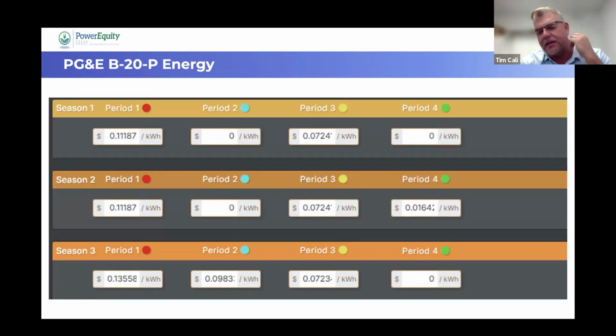Okay, now we're going to go and look at the demand charges for the standard B20 tariff. In this case, it was B20P because it was interconnected at primary voltage, but those rates are very similar to B20, maybe a half a penny different or something like that. Next slide, please.